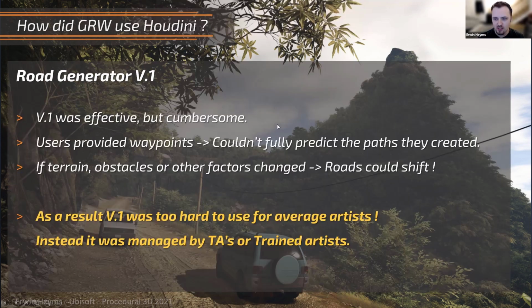Okay, so this system was effective, but a bit cumbersome. Basically, users could provide waypoints, but we couldn't fully predict the paths they created. And if terrain, obstacles, or other factors were to change, then the grid would change and the pathfinding would be different and the roads could shift. And, well, designers didn't really like it if a road suddenly lay 2 meters to the right in the middle of their house or something. So as a result, version 1 was hard to use for your average artist. Instead, it was managed by me and other trained artists as well. So mainly TAs and trained artists.